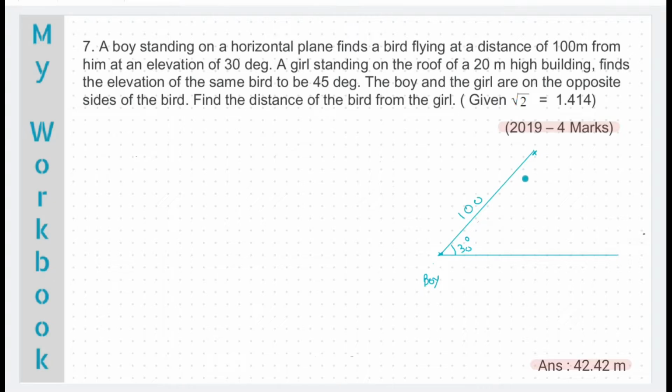The girl is standing on the roof of a 20-meter high building, and it is also given that the boy and the girl are on opposite sides of the bird. So the boy is on this side of the bird, so the girl should be on this side of the bird. So let's draw a building here. Let this be the building. Height of the building is given as 20 meters. The girl is standing on the top of this building and watches the same bird. Angle of elevation is given as 45 degrees for the girl.